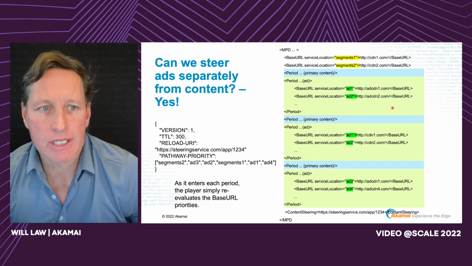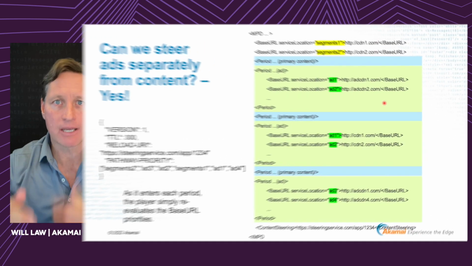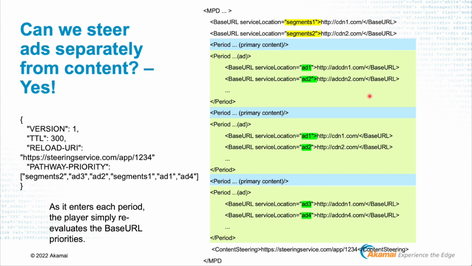Another question that's interesting is, can we steer ad content separately from the primary content? Or is it steering only for the primary content? And the answer is yes, we can steer ads as well. So on the right, I have a manifest, and I've decorated the various periods with colors. The blue periods are the primary content. The green periods are the ad periods that are present in there. And notice the ad periods also carry their own base URLs, and the primary content carries a base URL up here.